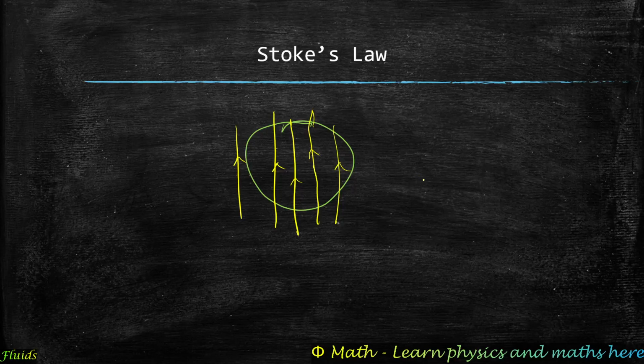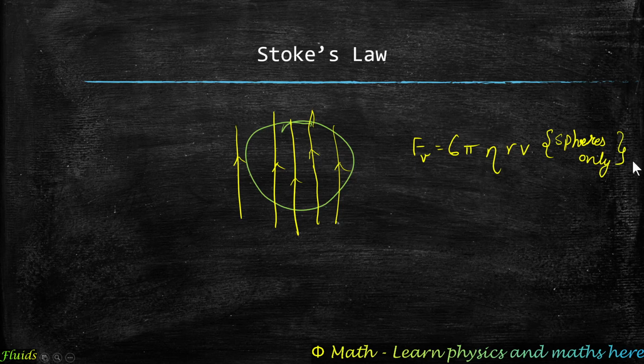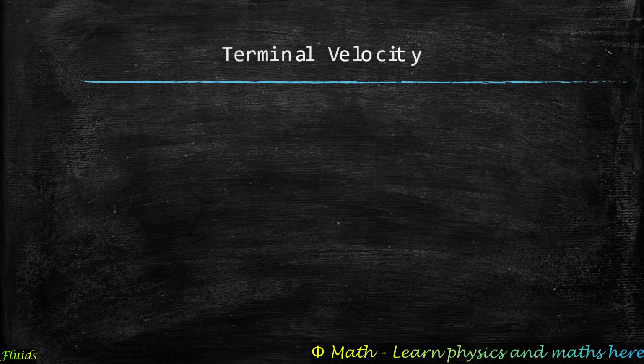So he derived that the force for a sphere would be 6 pi eta rv. After this, let us talk about terminal velocity. So what is terminal velocity? Terminal velocity is the maximum velocity at which an object moves under the influence of the viscous force of the fluid and any given force like gravity.